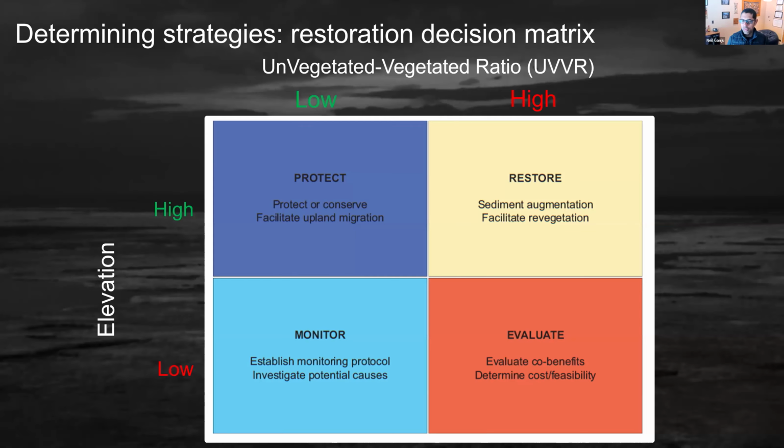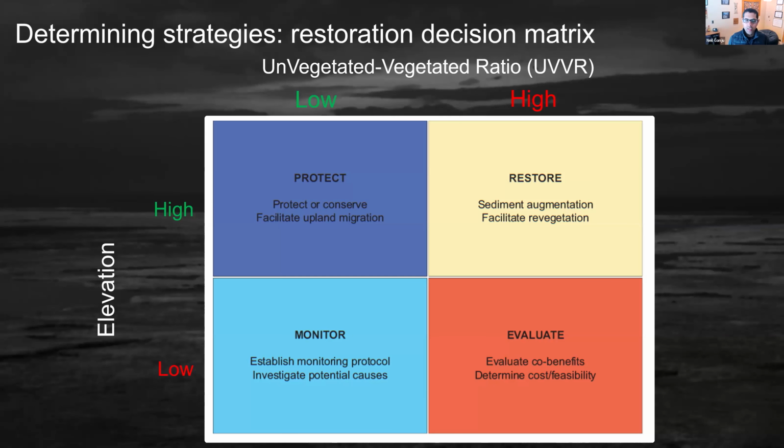So you can think of things like thin layer placement or sediment augmentation. You can think about things like runnels, things like revegetating areas that might be bare, right? Because you have this elevation capital that's already built. So maybe you can lower the UVVR and gain some lifespan.